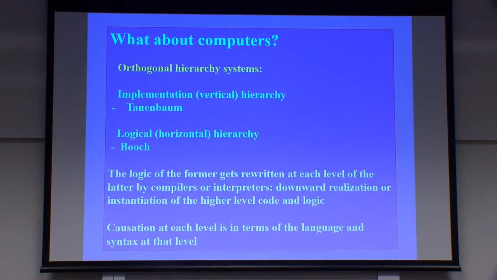There's the implementation hierarchy, which I will call the vertical hierarchy, and there's the logical hierarchy, which I will call the horizontal hierarchy. Tanenbaum writes about the one, and Booch about the other. And the logic of the latter, the logical hierarchy, gets rewritten at each level of the former by compilers or interpreters. Downward realization, or instantiation, of the higher level code and logic chains down.